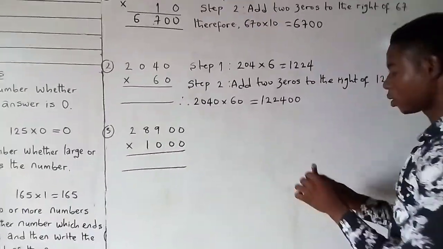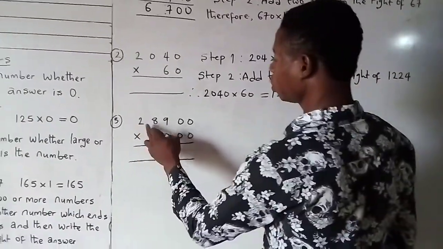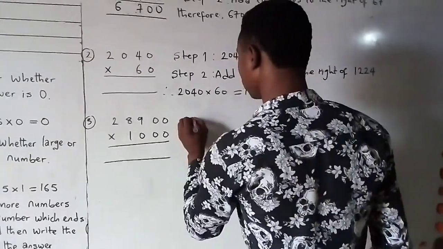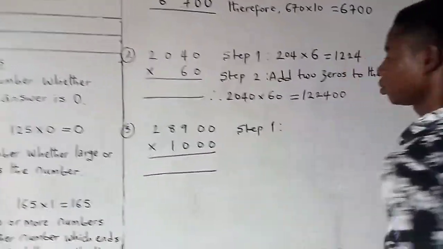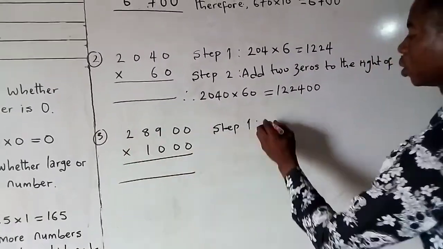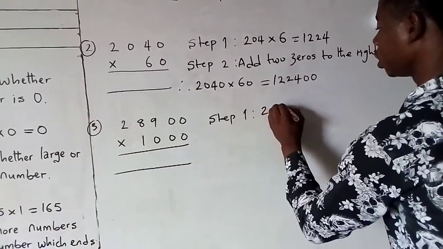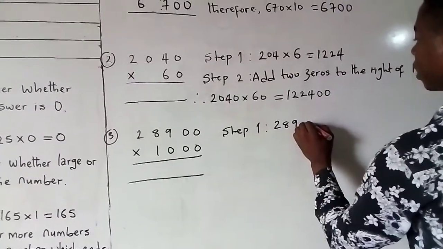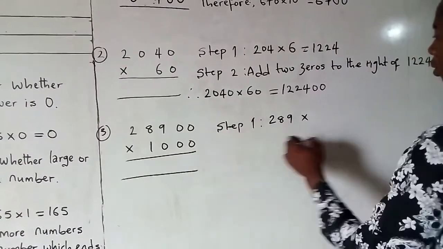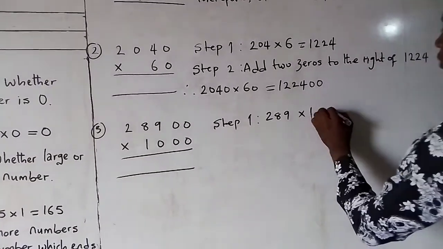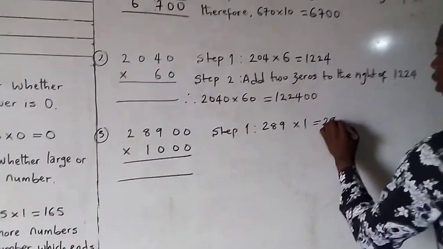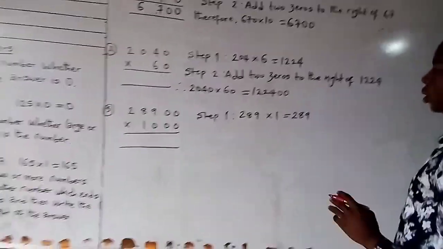Then let's look at the third one here. We have 289. Step 1. So we are going to bring this 289 multiplied by 1. So that gives 289. So now that is for step 1.